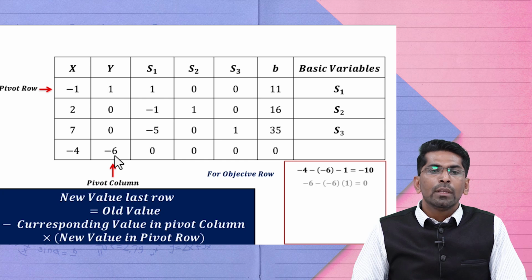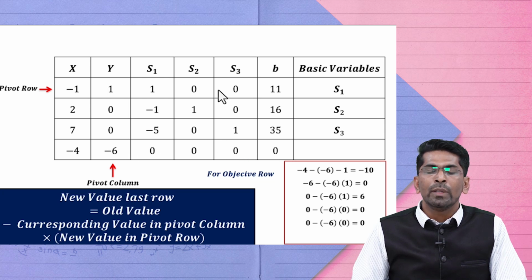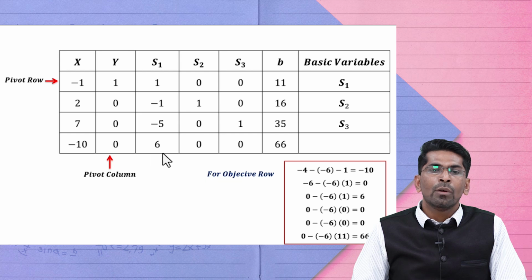Similarly, the second value, that is minus 6 minus minus 6 into 1, which is equal to 0. Then 0 minus minus 6 into 1, which is equal to 6. Then 0 minus minus 6 into 0, which is equal to 0. Then again 0 minus minus 6 into 0, which is equal to 0. Then 0 minus minus 6 into 11, which is equal to plus 66. Okay. Now the last objective row we are going to replace with the newly calculated values. So it will become minus 10, 0, 6, 0, 0 and 66.